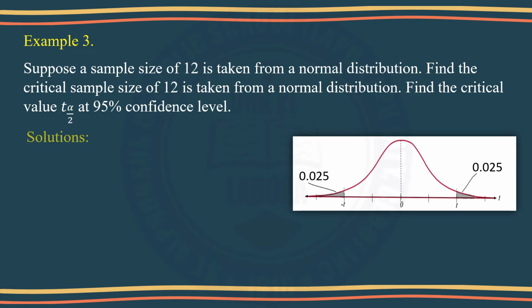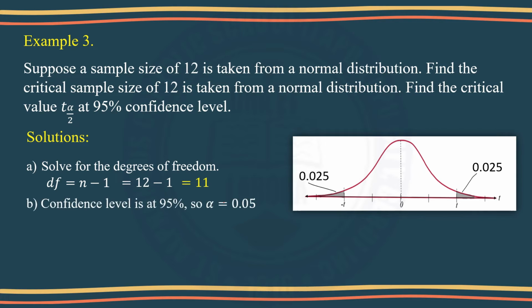So this is the illustration of the t distribution based on the given problem. So here are the solutions. First is to find the degrees of freedom. So we have this formula, df is equal to n minus 1. Substitute n with 12, then minus 1, and the answer is 11. Second, the confidence level is at 95%.